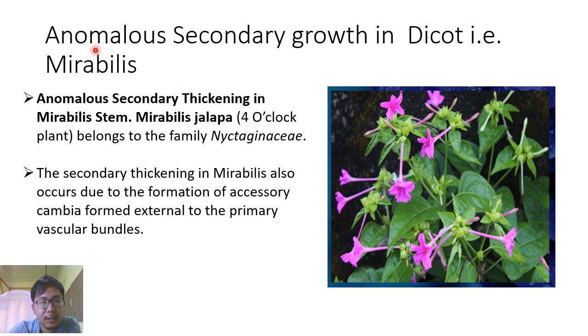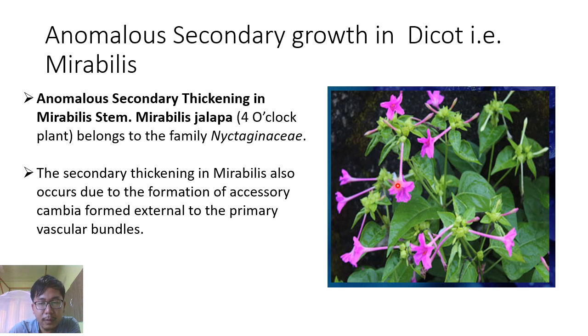Here we'll be discussing in detail how anomalous secondary growth occurs in the case of Mirabilis. This is the Mirabilis jalapa plant. Another name for Mirabilis jalapa is the four o'clock plant. All right, four o'clock plant. So how did they get their name?